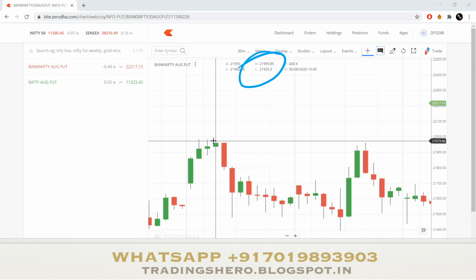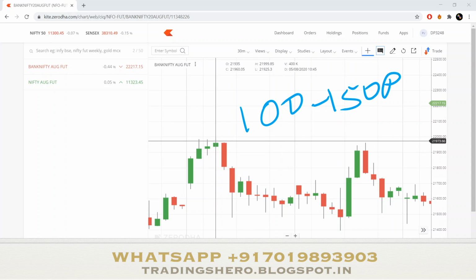So 21925 is the low, and you will be entering at 21924. Just keep a 1 point buffer before you enter, and you can keep the target at 100 or 150 points, and the stop loss can be almost 50 or 60 points. According to this strategy, you can try this out.